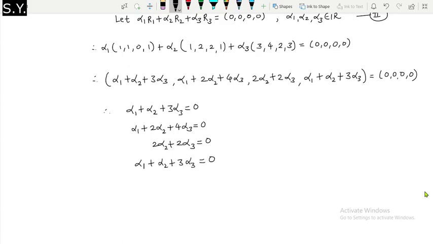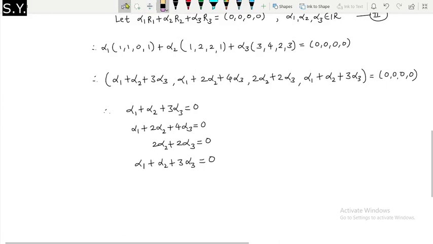If you see some relation among R1, R2 and R3, you can directly say that your set is linearly dependent. So do you see some relation? By simple observation, at least I am not able to see some relation. So then let us do it.